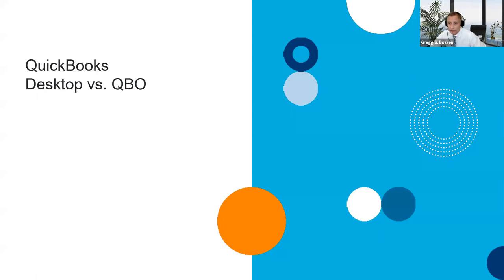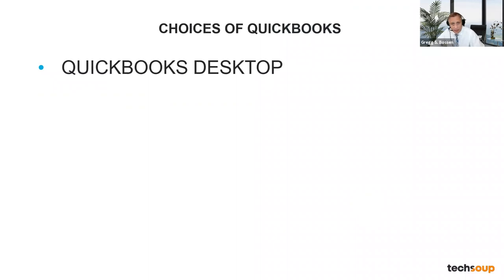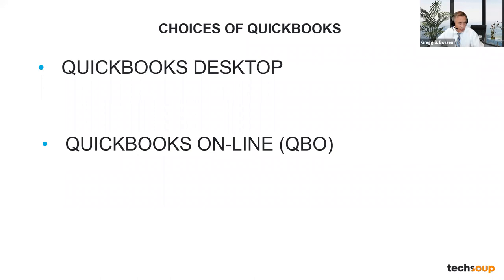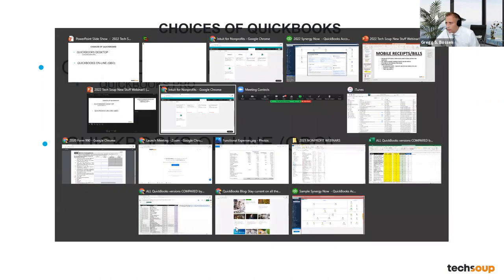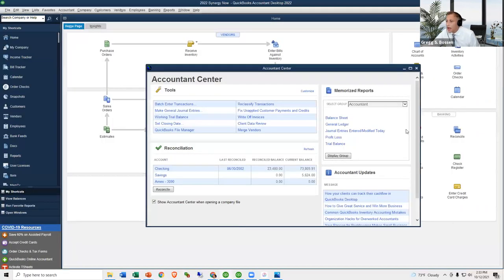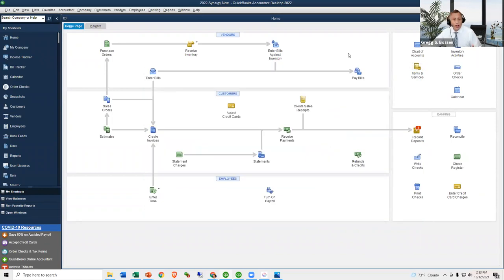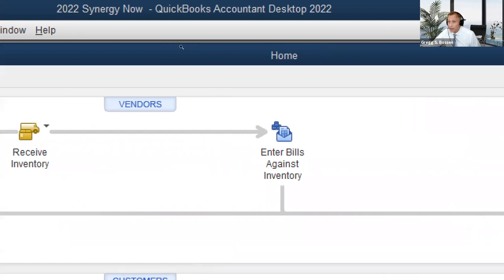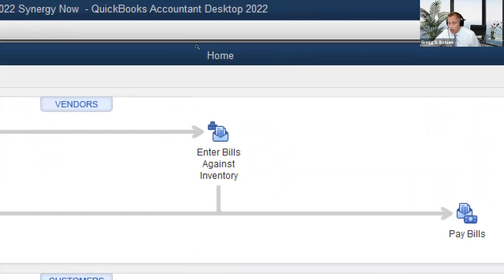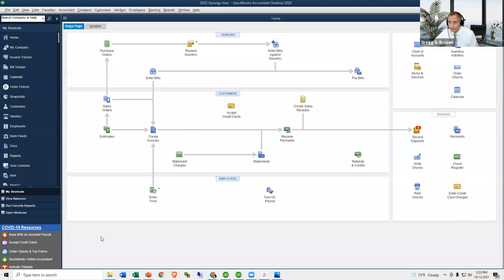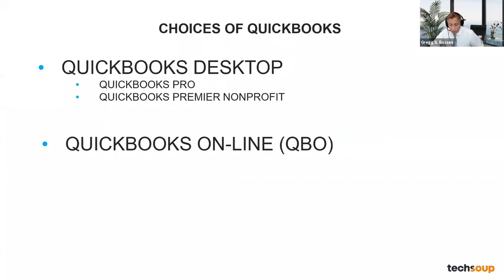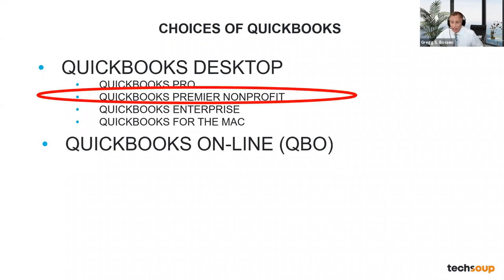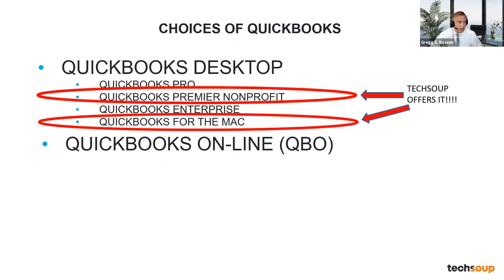So let's talk about QuickBooks Desktop versus QuickBooks Online. Okay. So QuickBooks Desktop, QuickBooks Online, those are two different choices. If you decide for QuickBooks Desktop, there's different choices. Now, if you want to know what choice you have, you look at the very top bar here and it tells you what choice you have, okay? We're looking at QuickBooks Premier Accountant Desktop 2022, right? There's QuickBooks Pro, there's QuickBooks Premier Nonprofit, there's QuickBooks Enterprise, and there's QuickBooks for the Mac, okay? If you're a nonprofit, you should get either QuickBooks Premier Nonprofit, because that's the one that TechSoup offers at $78, or QuickBooks for the Mac, because they offer it as well, okay?